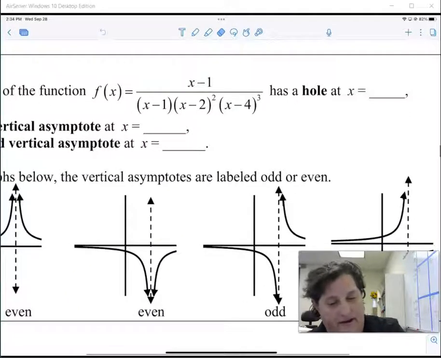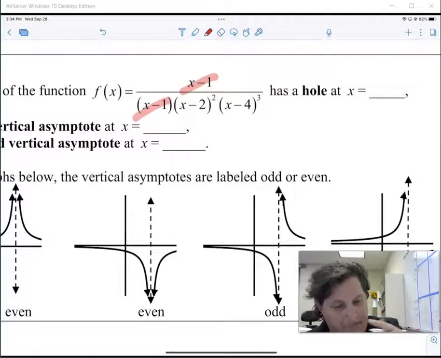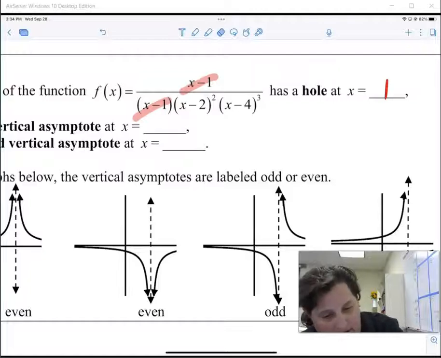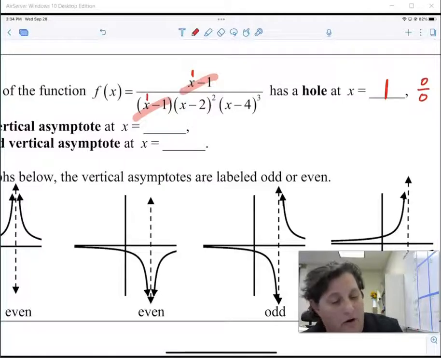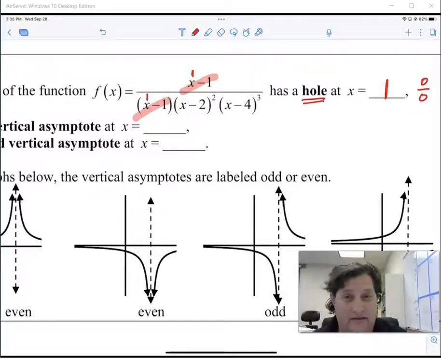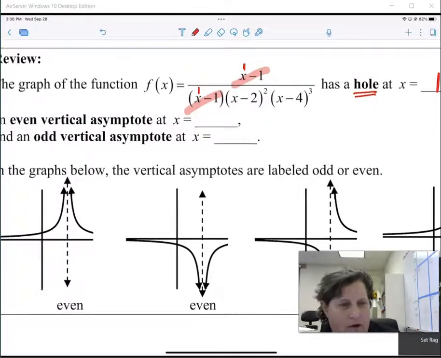But when we have this all factored out, and if I'm able to cancel that out right there, what is happening is that at x equals 1, if I plug in 1, we've talked about this a little bit in class, right? At x equals 1, I get 0 over 0. 0 over 0 is what tells me that this has a hole in the graph. So let's go ahead and take a look at this.